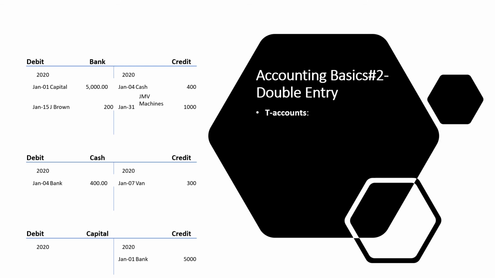Cash account. On the debit side, January 4, we receive money from the bank, $400, so we debit cash $400. On the credit side, January 7, we bought a van, paying cash $300, so we credit the account. Capital account. On the credit side, January 1, we receive money of $5,000, so we credit the capital account.